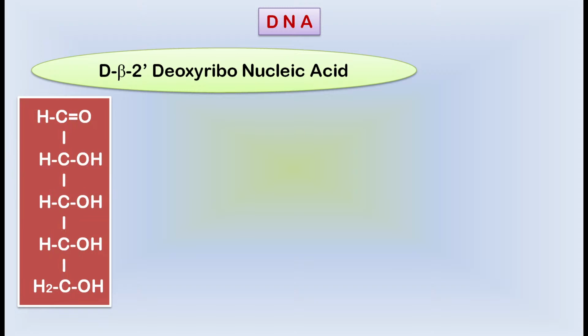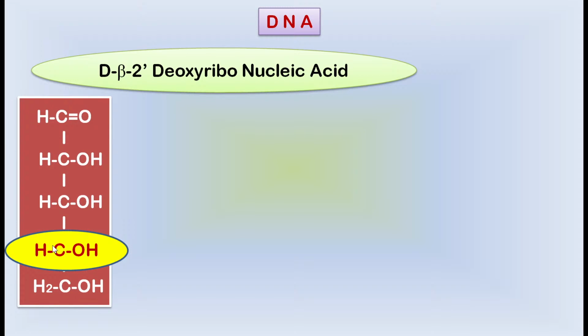What does this mean? First of all, we will know about D. What is the meaning of D? If you take DNA, it contains two polynucleotide strands, and each polynucleotide strand contains nucleotides. Nucleotides contain sugar, that is ribose. This is the ribose sugar which contains 5 carbons. This is the first carbon, second carbon, third carbon, fourth carbon, and fifth carbon.